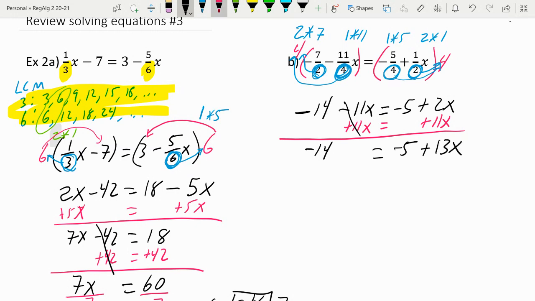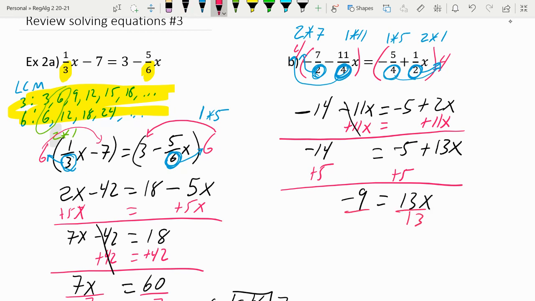And then I'm going to add 5 because here's my variable on the right side of the equal sign. I have to get rid of everything that's on the same side, trying to get rid of everything that's on that side. So I'm going to add 5 to both sides. Negative 14 plus 5 gives me negative 9 is equal to 13x. Divide both sides by 13. So I have negative 9 over 13 is equal to x. It can't be reduced.